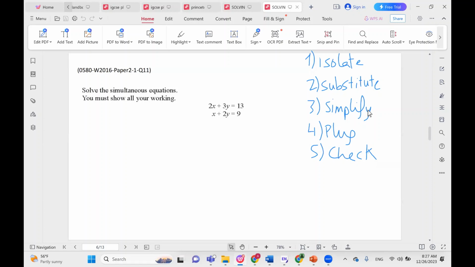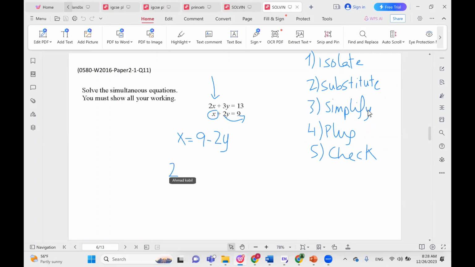So we begin by isolating the variable. So which variable should we isolate here? It's always smart to isolate the variable that has no number next to it, because this is the easiest one to isolate. So let's begin by isolating the x here. We're just going to take the 2y to the other side, so it becomes 9 minus 2y. And then we're going to plug that into the x of the second equation. We're going to substitute that into the x of the other equation.